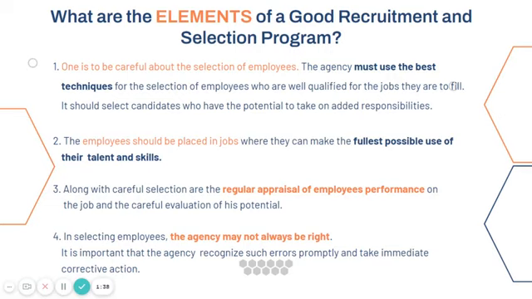It should select candidates who have the potential to take on added responsibilities. The second one, the employees should be placed in jobs where they can make the fullest possible use of their talent and skills. Next, along with careful selection are the regular appraisal of employees' performance on the job and careful evaluation of his potential. Fourth, in selecting employees, the agency may not always be right. It is important that the agency recognize such errors promptly and take immediate corrective action.